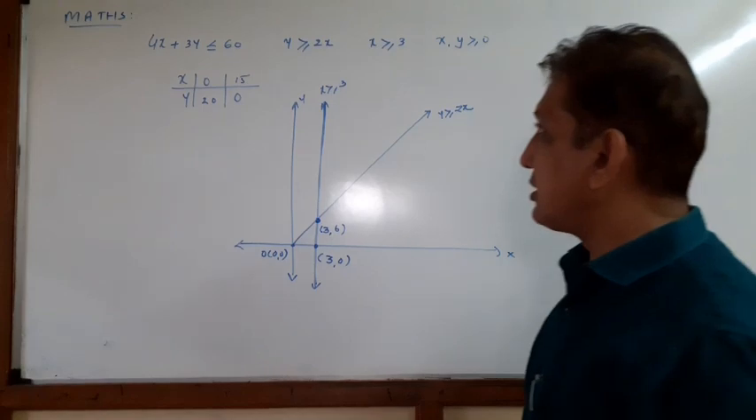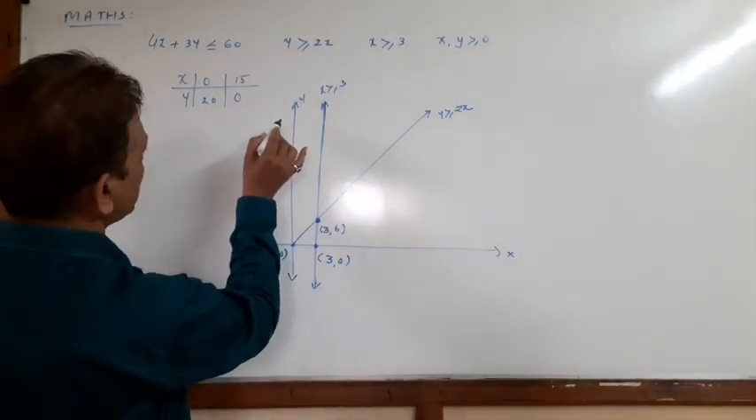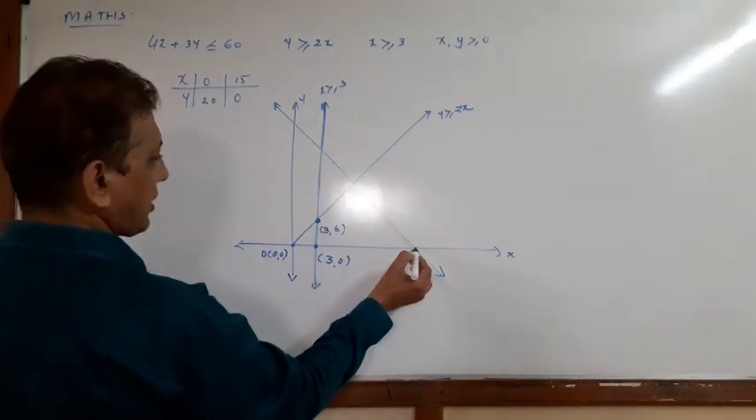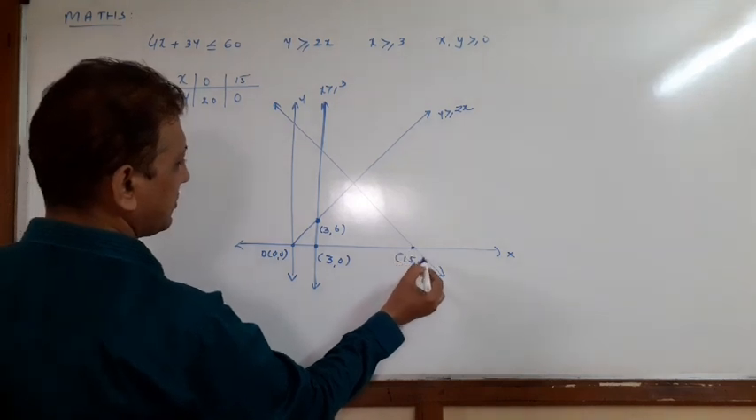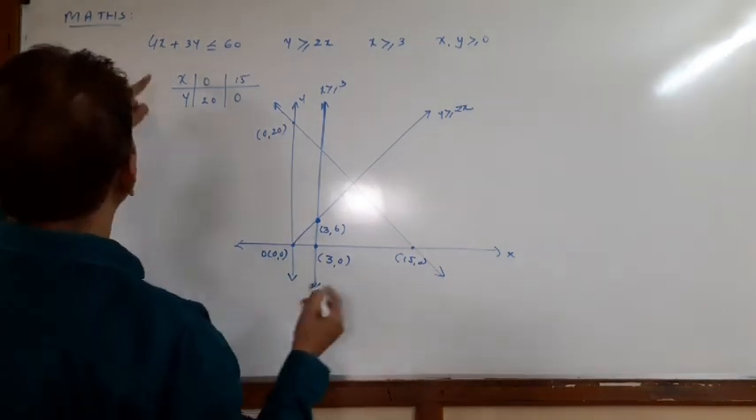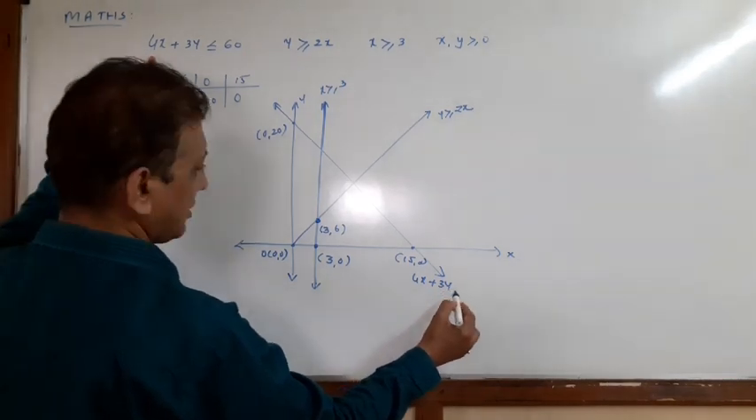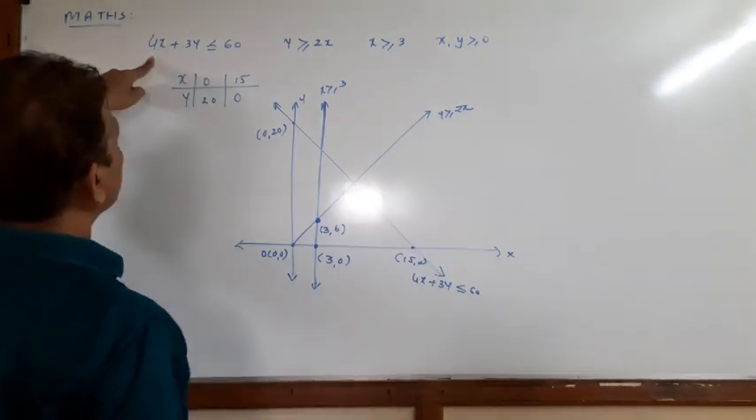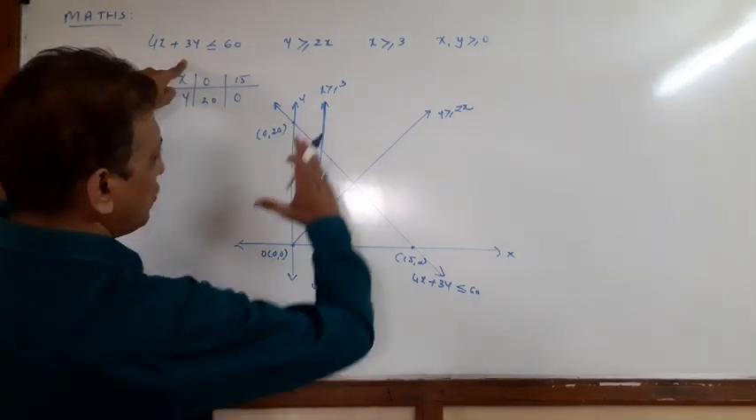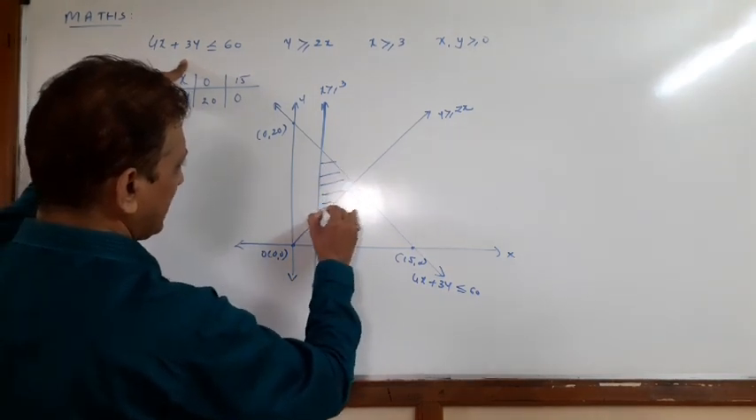Now the points (15, 0) and (0, 20). 4x plus 3y less than or equal to 60. Now here (0, 0) is satisfied, so the lower portion. So the common portion is this one. This is the common portion.